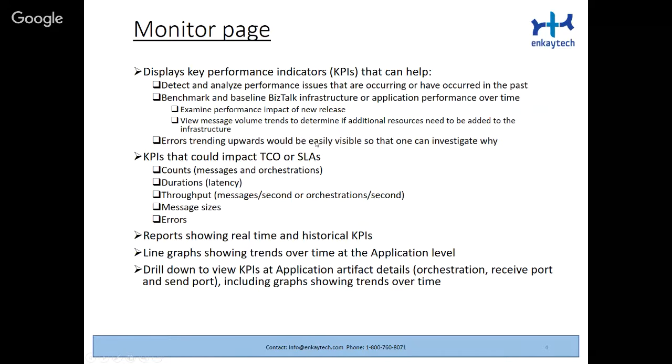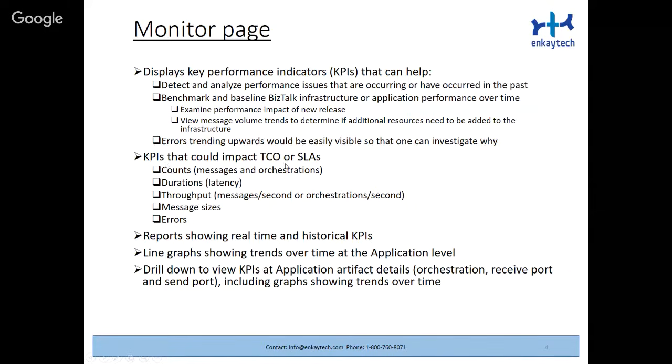You can view message volume trends. For example, if you're getting a lot of messages from a particular partner, you can actually see that pretty quickly. You can also track errors. If errors are trending upwards, you can see in a graphical view that historically the number of errors is just increasing over time, and then you can take some action.